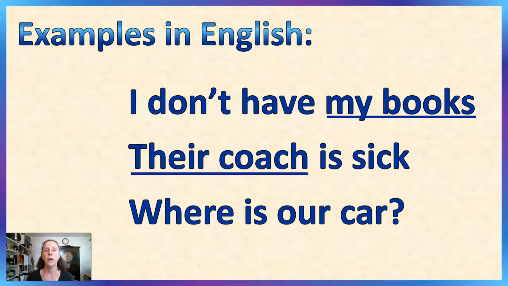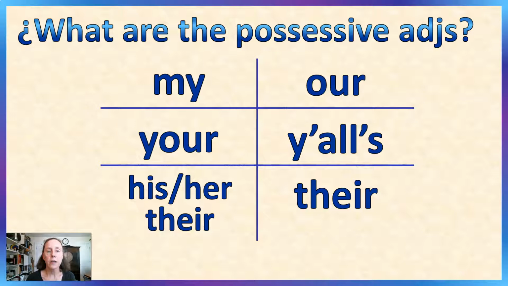Their coach, there is the possessive adjective. And where is our car? Our is the possessive adjective. In English, the possessive adjectives are my, your, his, her, singular there, our, y'all's. Please note that I'm using y'all's as an abbreviation for your, plural, informal.